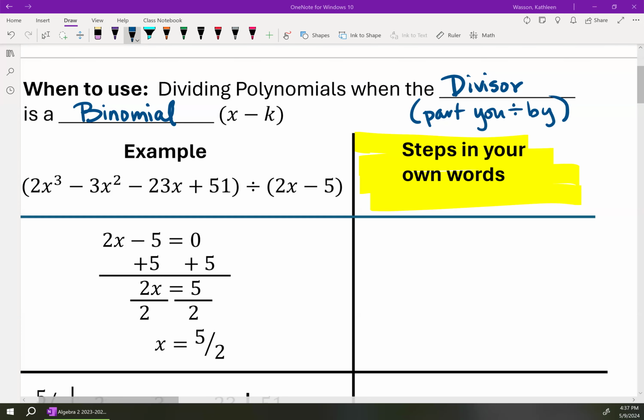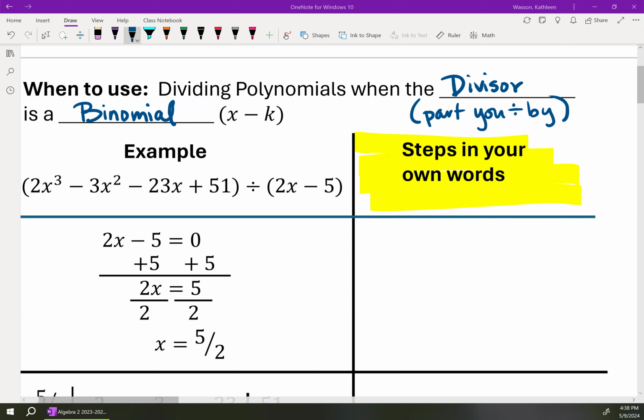I want to talk you guys through dividing polynomials when the divisor, that's the part you divide by, is a binomial. So you have a polynomial and you're dividing by a polynomial with two terms. I have an example that's all worked out for you guys, and I'm going to have you write your steps in your own words, but I'll talk you through what's going on.